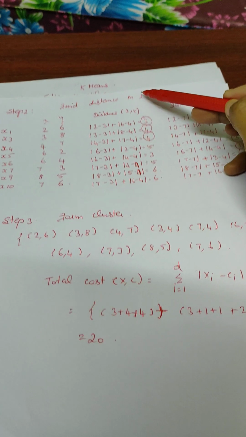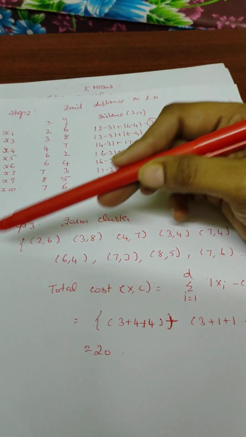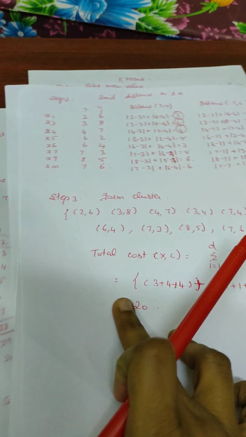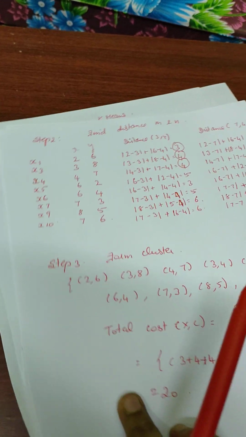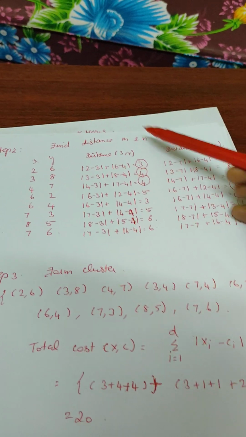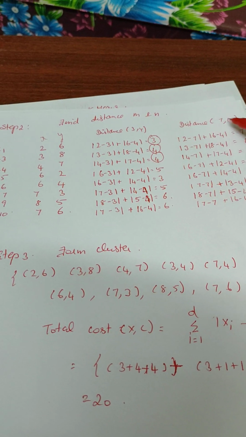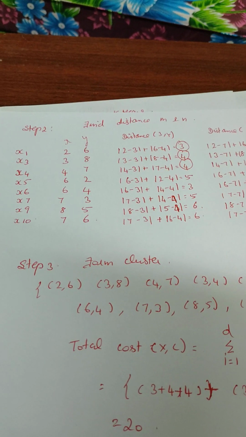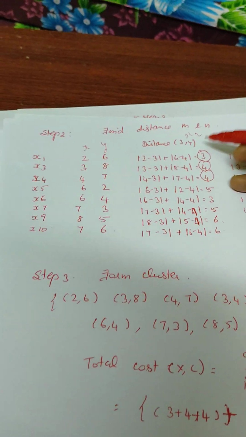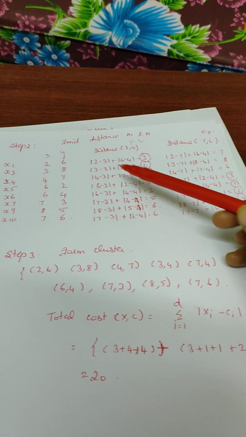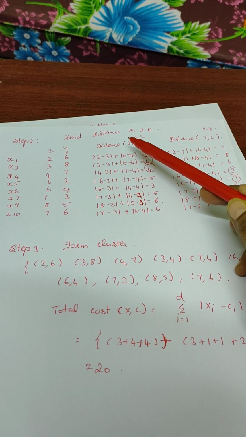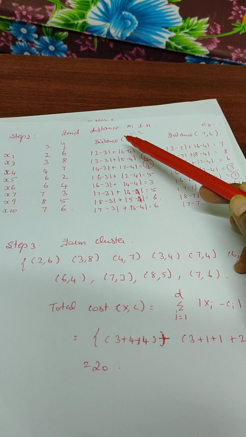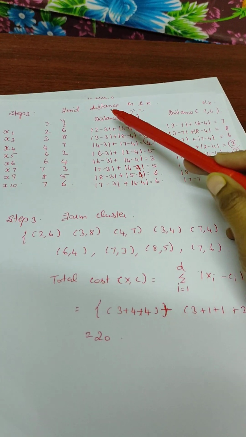After writing it, now I have to find the distance. My representative objects are x2 and x8. With those only I have to find the distance measure. x2 is 3 comma 4, and x8 is 7 comma 4. So how will you find the distance? Similarly, in the same formula, |a minus c| plus |b minus d|. Similarly here you have to do it.